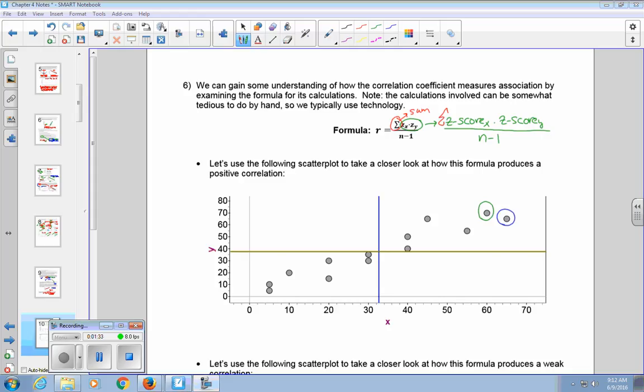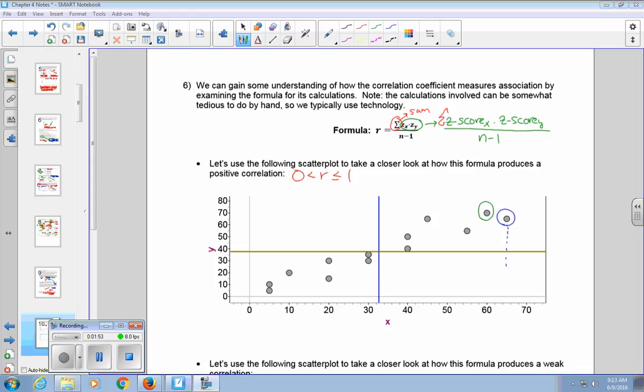All right, so we're going to use the following scatter plot to continue looking at this formula. So we're going to take a closer look at how the formula produces a positive correlation. So remember, positive correlation means that r is between 0 and 1, and it could also be equal to 1. All right, so let's continue on with that first point I took a look at.